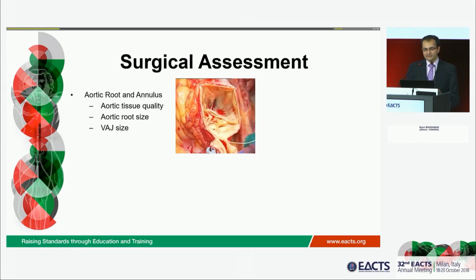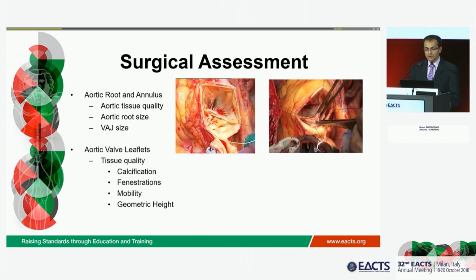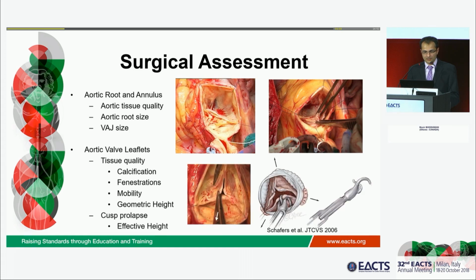When we're assessing the valve, we're looking at aortic root and annulus, tissue quality, aortic root size, and size of the ventricular aortic junction. And we're looking at the aortic valve leaflets, focusing on tissue quality again, presence of calcification, fenestrations, mobility of the leaflet, and geometric height. We're also looking for clues to cusp prolapse. And in this area, the effective height caliber developed by Dr. Schaefer's can be a really useful tool in addition to visual assessment.